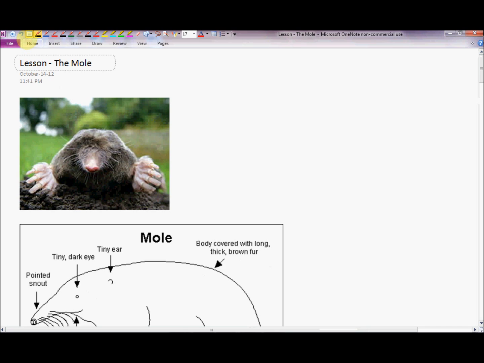Today we're going to start with the mole. You've probably heard of moles before. Moles are cute little animals like this guy right here.